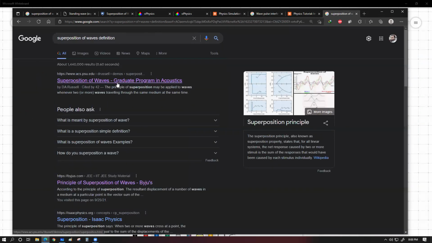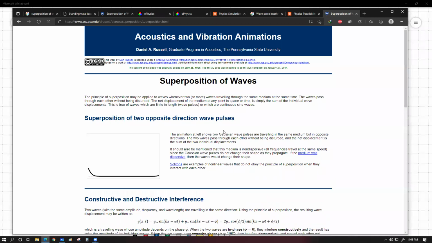So let's look at the definition of superposition of waves. Have a look. The principle of superposition may be applied to waves whenever two or more waves, ideally we're going to handle two for your AS syllabus, two or more waves traveling through the same medium at the same time. The waves pass through each other without being disturbed. The net displacement of the medium, this is the important information. Have a look. The net displacement of the medium at any point in space or time is simply the sum of the individual wave displacements.